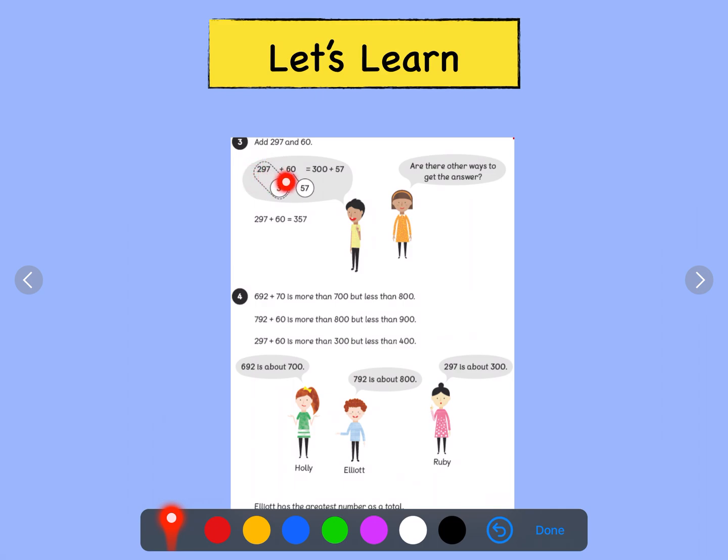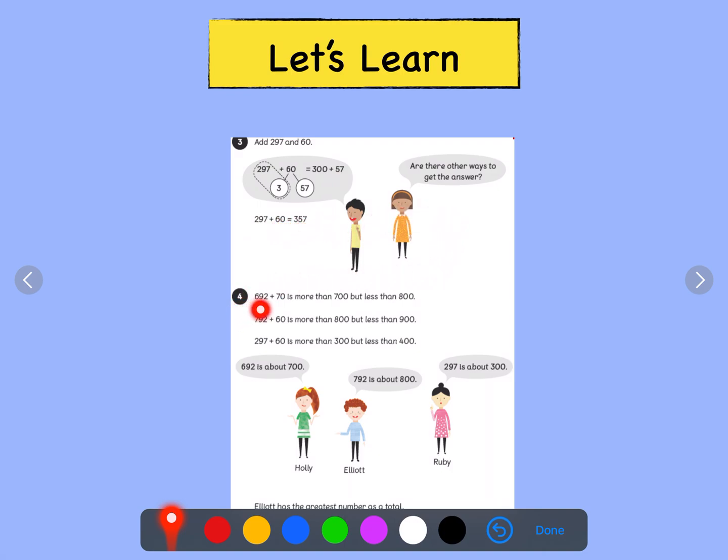So 297 add 60. What they've done here is they have partitioned the 60. They have looked at 297. So that is 3 away from being 300. So they've put 3 down here. And they've taken the 3 off the 60, which makes it 57. So 300 plus 57. So the answer then is 357.